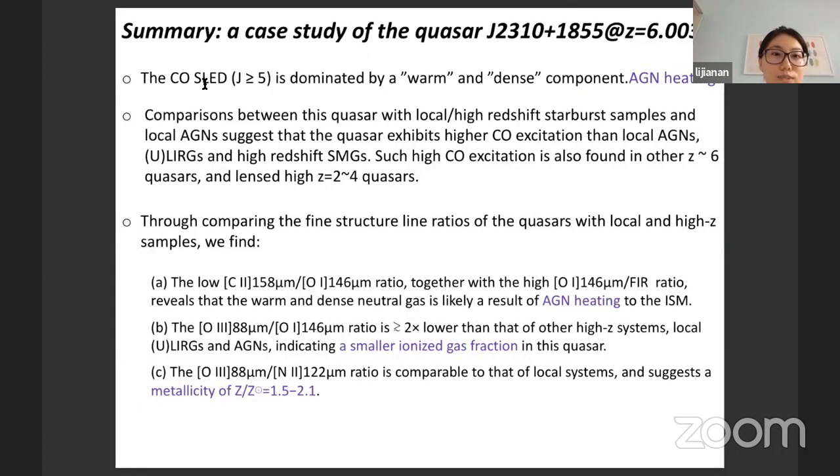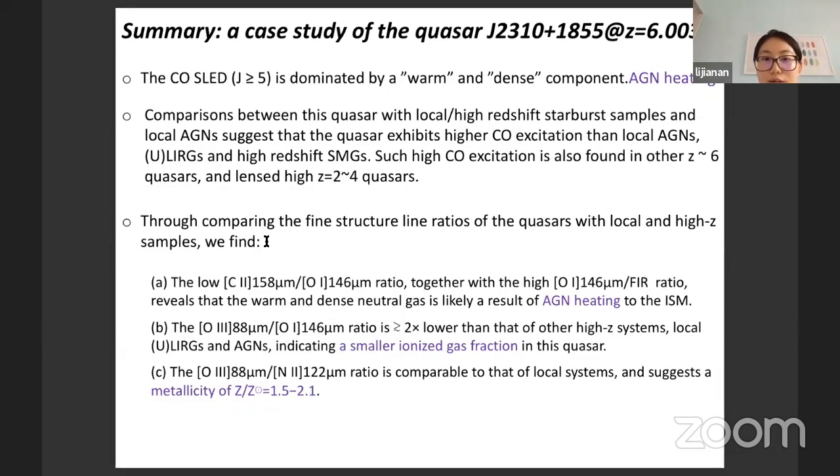Our CO SLED analysis suggests the gas is dominated by a warm and dense component, and this is very universal for the redshift 6 quasars with CO SLED detection. These are probably signs of AGN heating of the gas. Comparison of this quasar with other high redshift starbursts and local AGN suggests higher CO excitation. But this high CO excitation is also found in other redshift 6 quasars and lensed quasars.